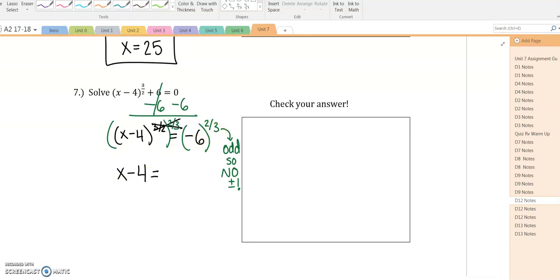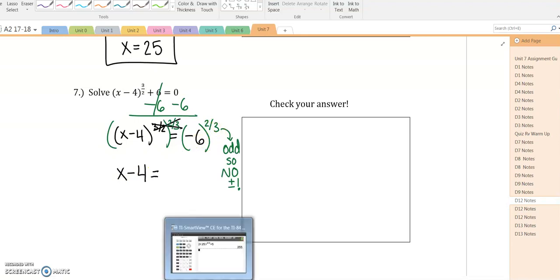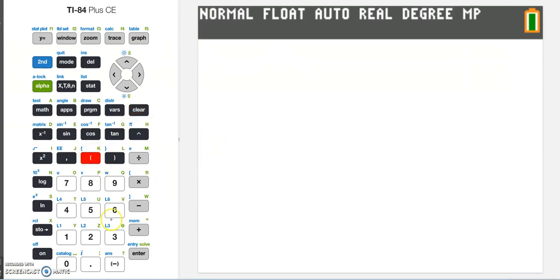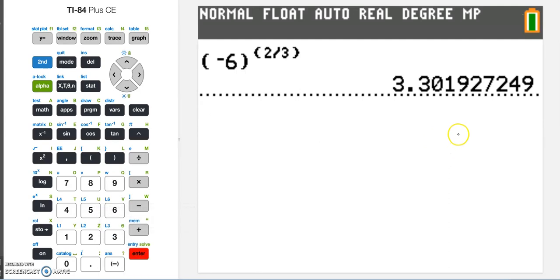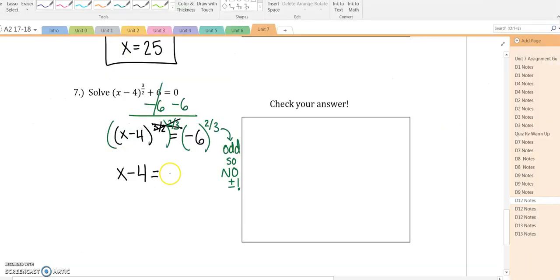And over here I'm going to check in my calculator. Negative 6 to the 2/3. Parentheses with the negative. Parentheses with the fraction. Oops. And I get this decimal. So we do not want to use the decimal because it's not super accurate because we have to round it. So I'm going to just go back to what I originally typed in, and that's what I'm going to use as my answer. So negative 6 to the 2/3.